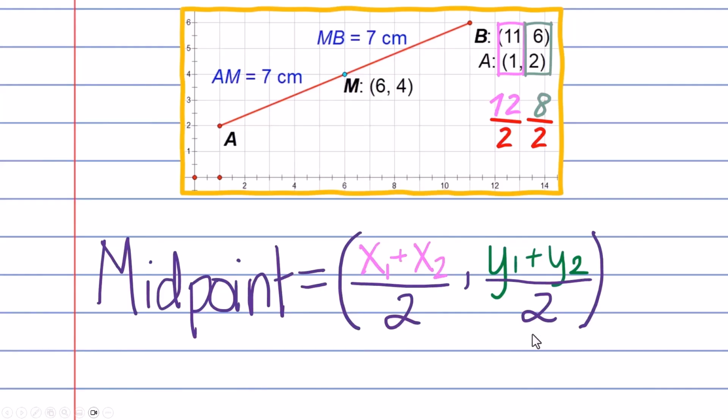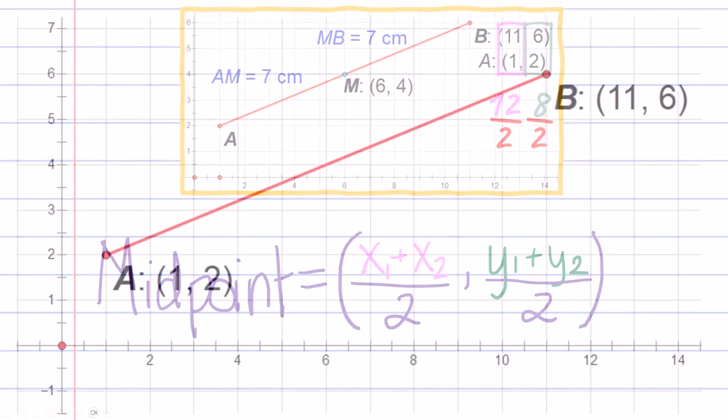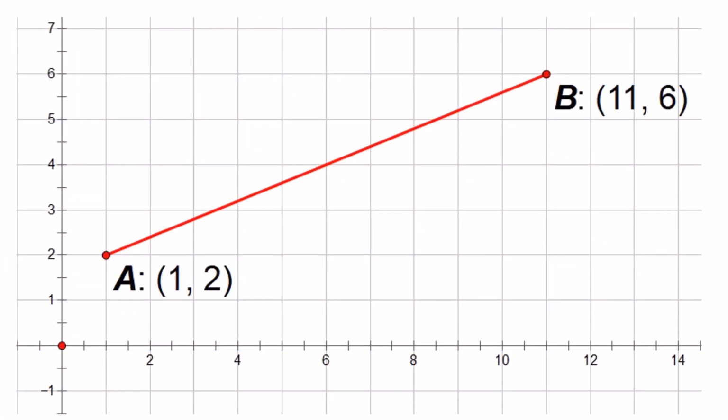This is awesome for people who like formulas, but if you're a little formula averse, there's another way to do this, and since we're in geometry, I kind of like this other method too. So I'm going to show that to you right now. All right, here is the same problem, the same endpoints. So we're going to approach it a little bit differently.